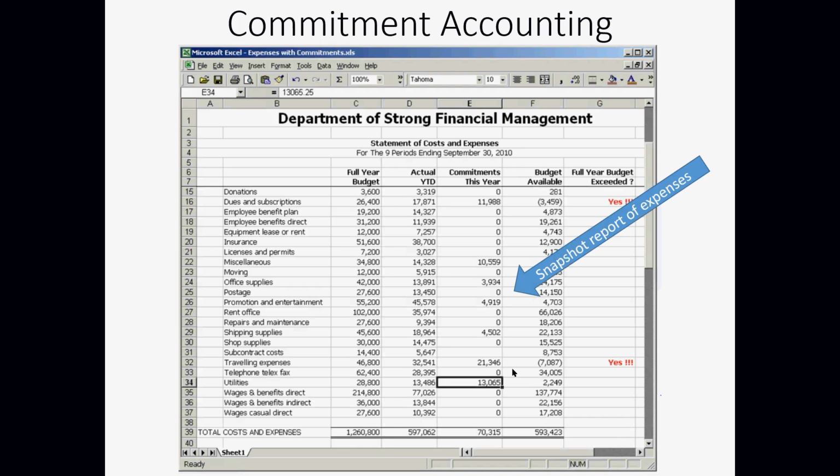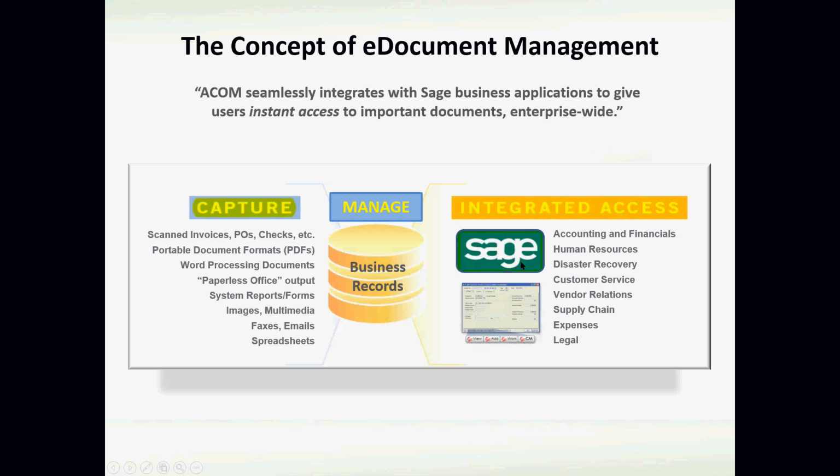And then on top of that, we can actually maintain a commitment accounting of what we've incurred to date based on approved purchase orders and actual amounts. Now let's go one step further, and let's start talking about e-document management.